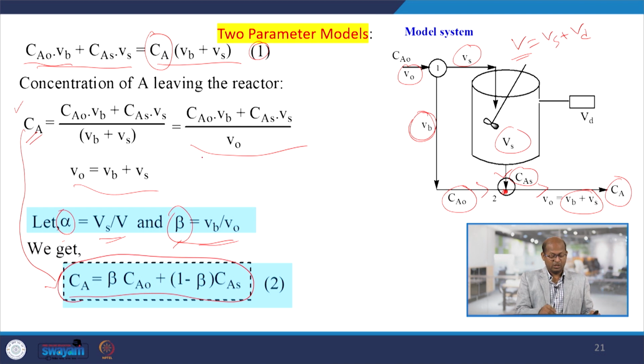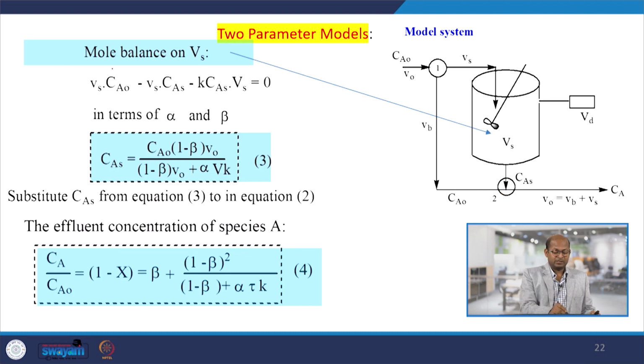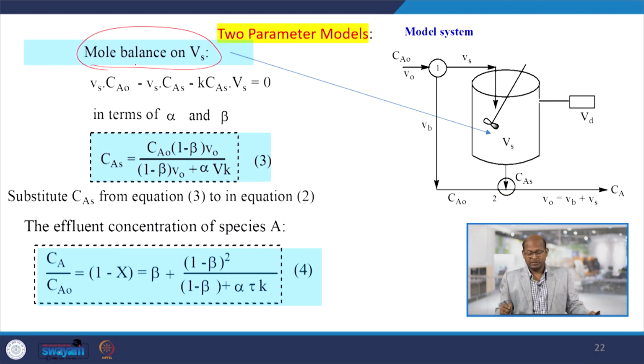Equation 1 and these equations we are expressing in terms of beta. Okay. So, now the mole balance on Vs. Here we have to do the mole balance. In the reactor system there is a reaction, and A is going to react, so let us say the rate R_A equals minus K into C_AS.